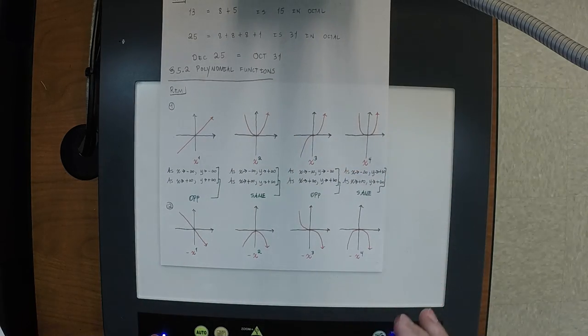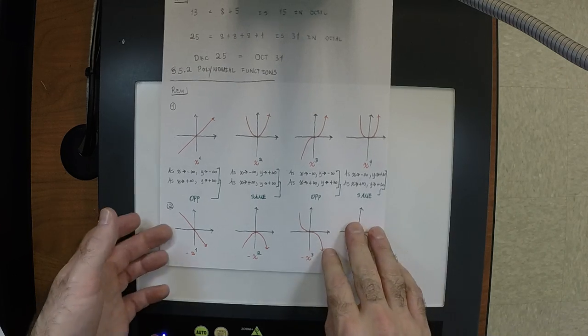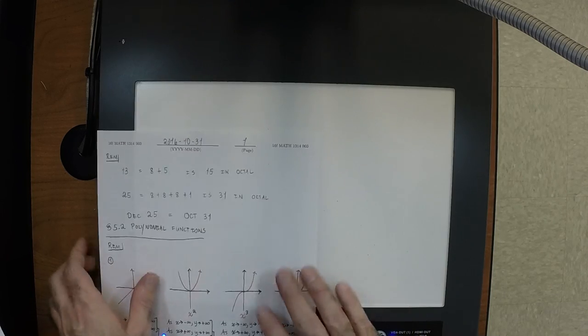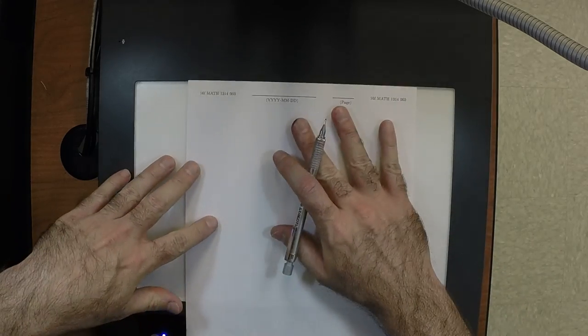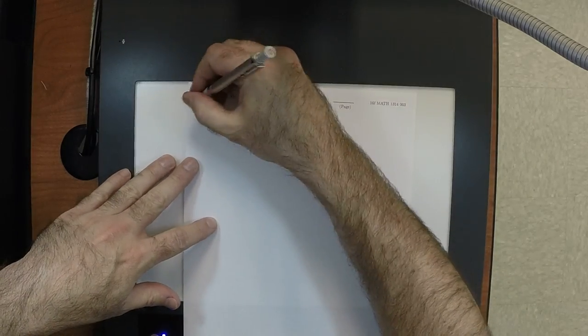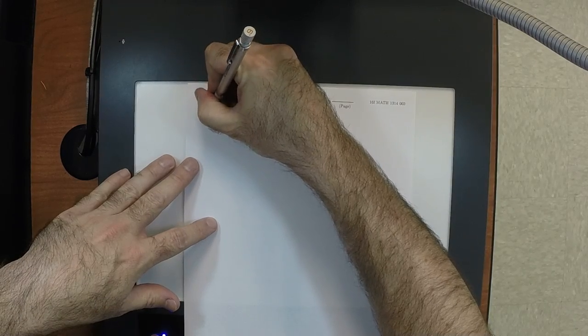That means that I should be able to draw for you any polynomial, and then you should be able to tell me the sign of the leading coefficient just by looking at the behavior of the right arm. So let's summarize this. So, continuation of the previous remark.